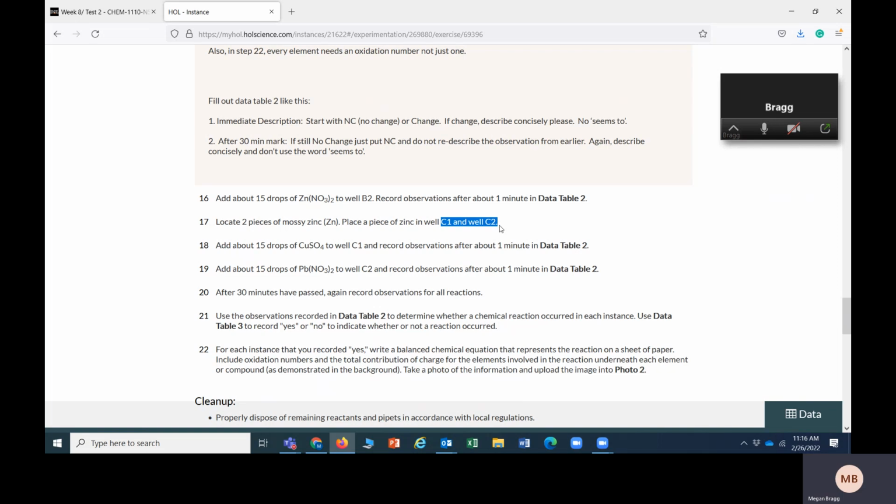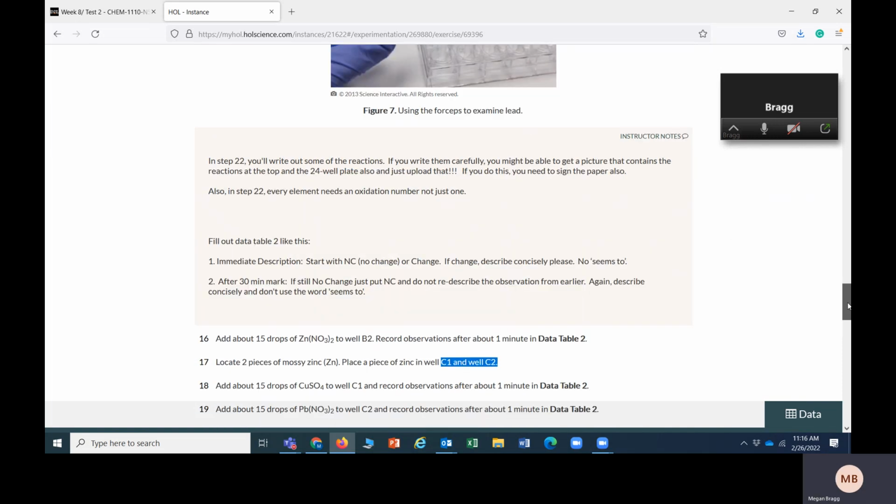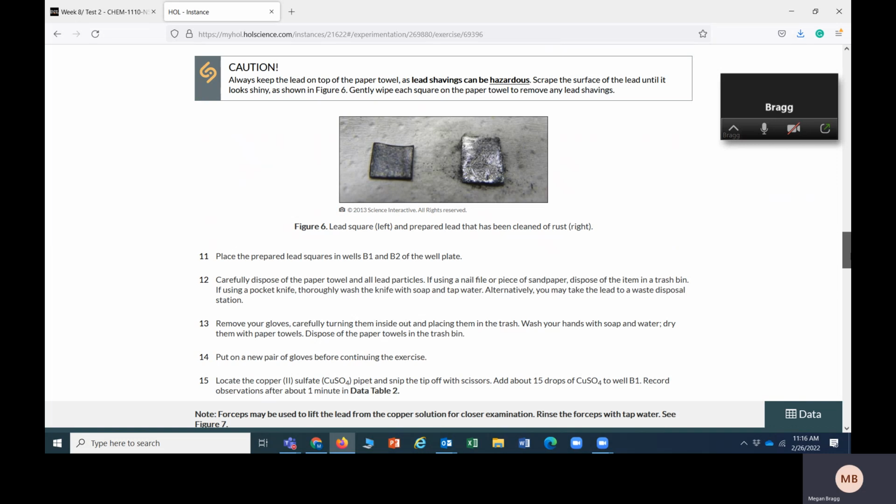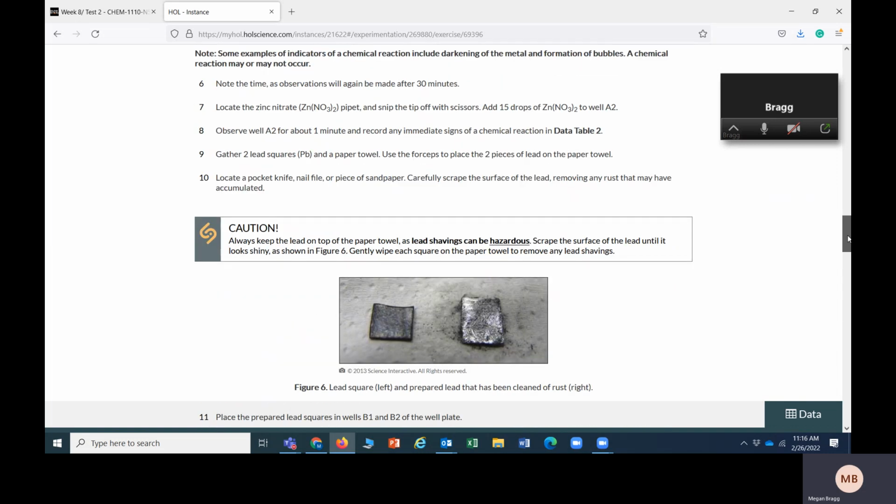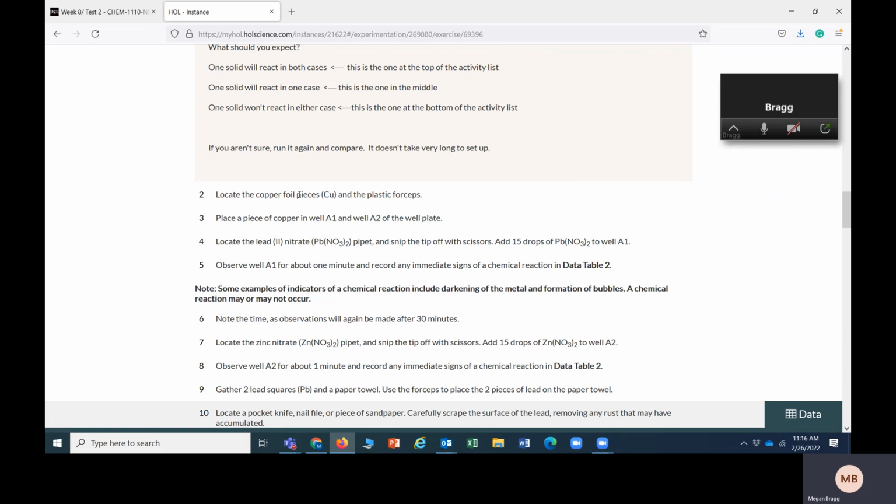There'll be 6 that you're going to be using. And so you'll have 2 of each type of metal in there. And then basically what you're going to do is add liquid to each of them. So that's kind of how I would probably set it up. So in the first one, where you've got the copper pieces in it, you're going to add this to one of them, and then you're going to add this to the other one. And you're going to write down your observations.